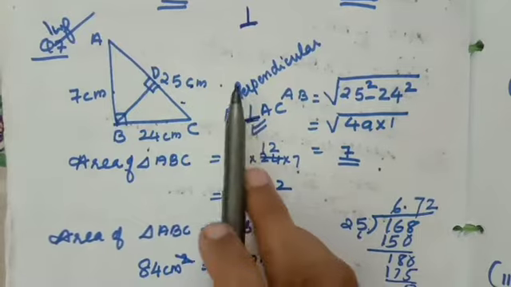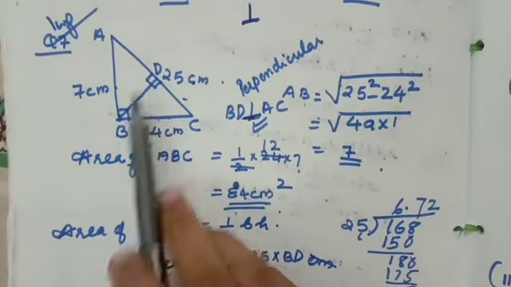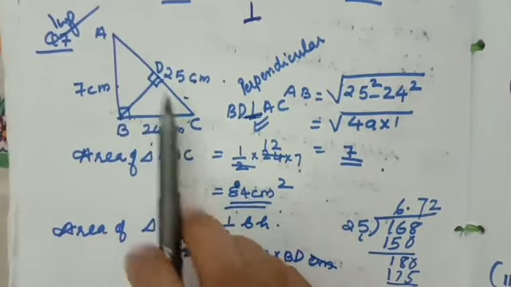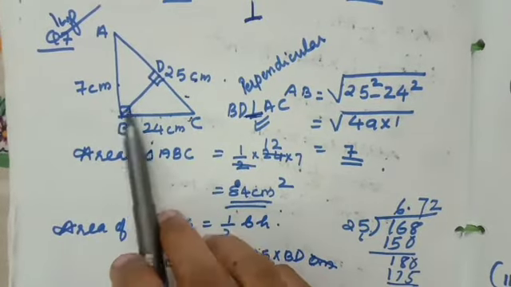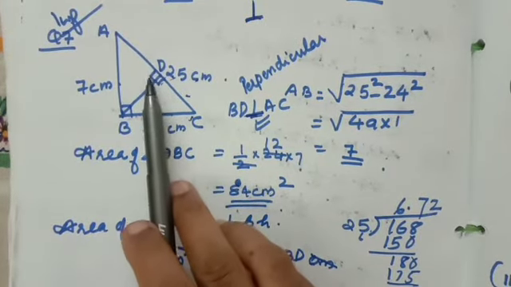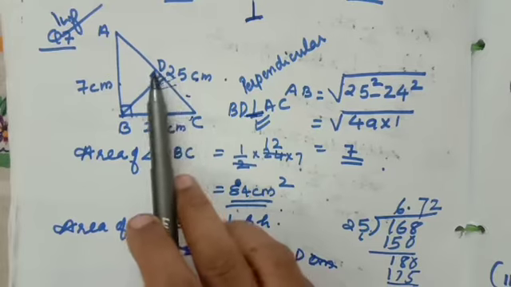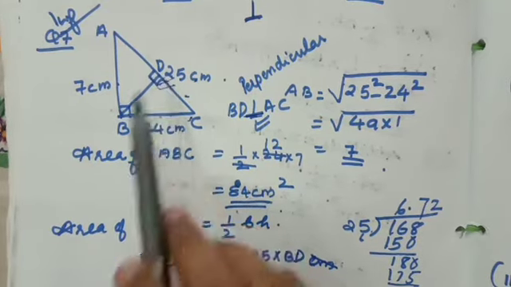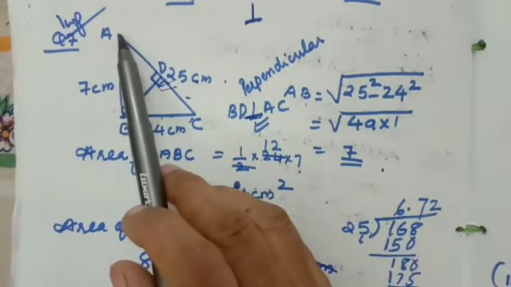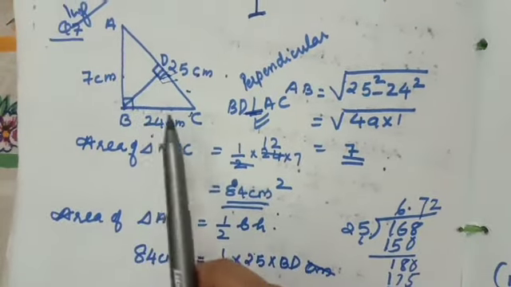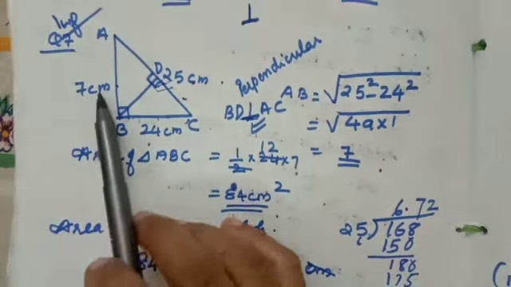Inverse of T, that is 90 degrees. So BD is perpendicular to AC, meaning BD forms a 90 degree angle with line AC. This is marked with a square, that is 90 degrees. Okay. So first we will find the area of ABC, half base into height, but the height is not given.